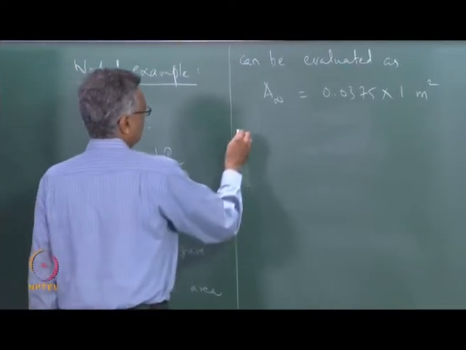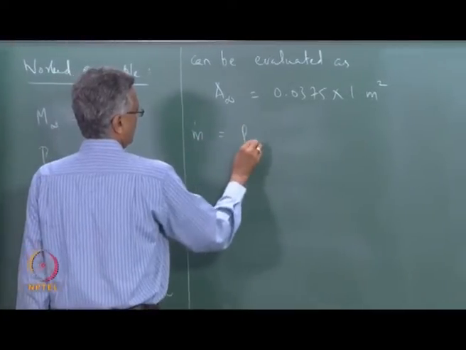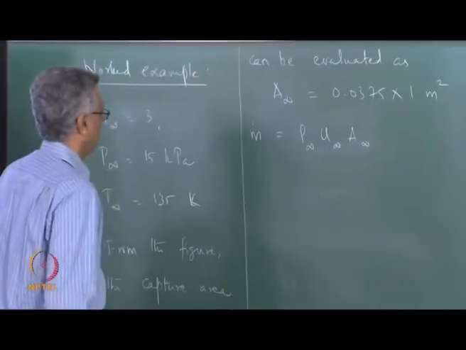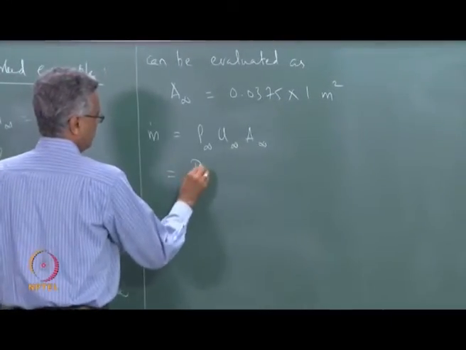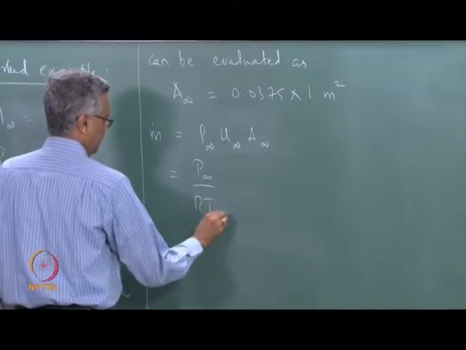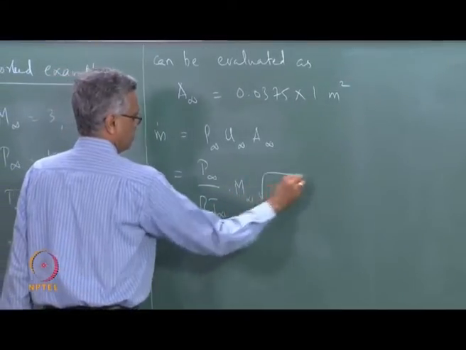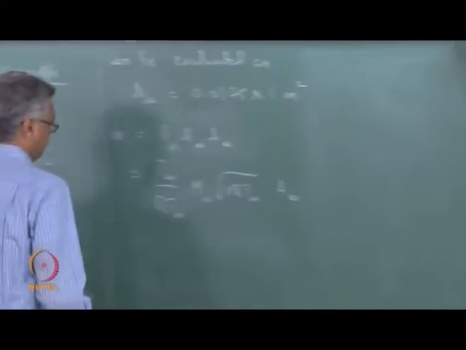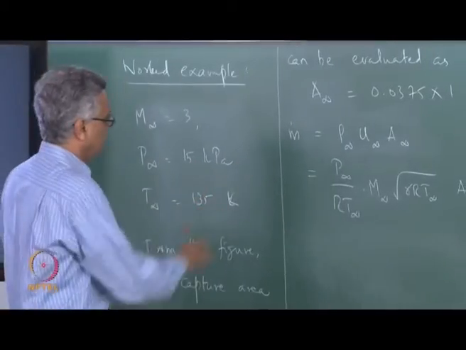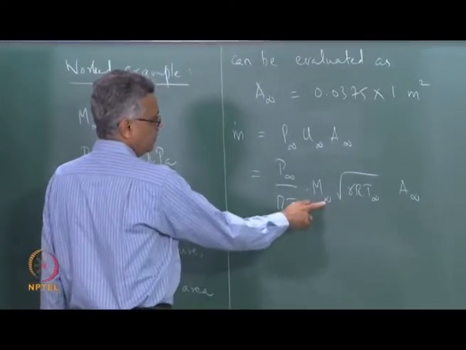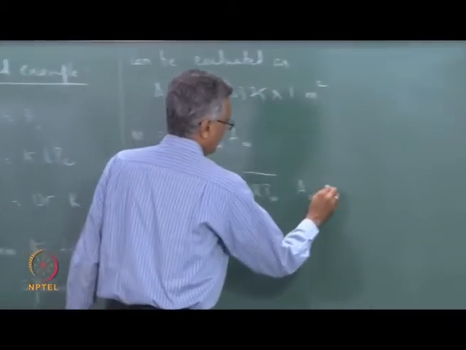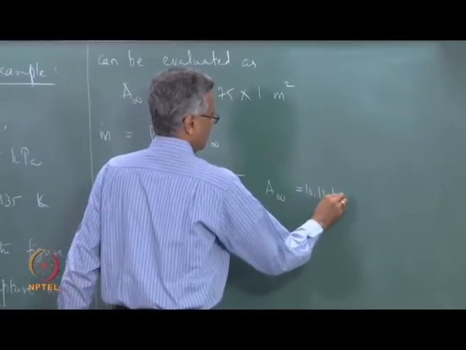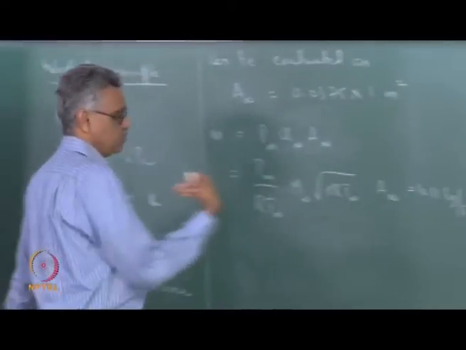So, captured mass flow rate m dot can be evaluated as rho infinity u infinity times A infinity, and if I write this as P infinity over R times T infinity, and this as M infinity times square root of gamma R T infinity, and this as A infinity. I know all the quantities: P infinity, T infinity, M infinity, A infinity, everything is known. I can evaluate this as 10.11 kilogram per second for unit width normal to the board.